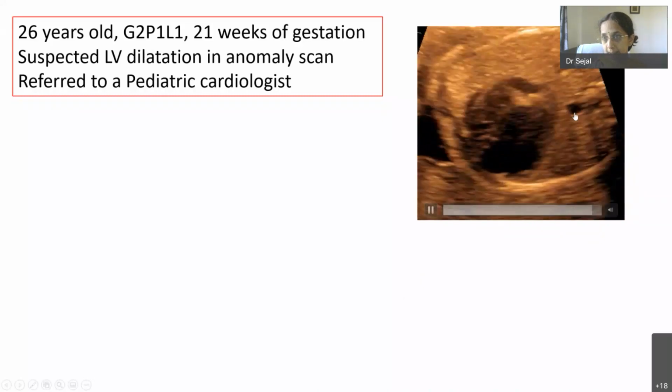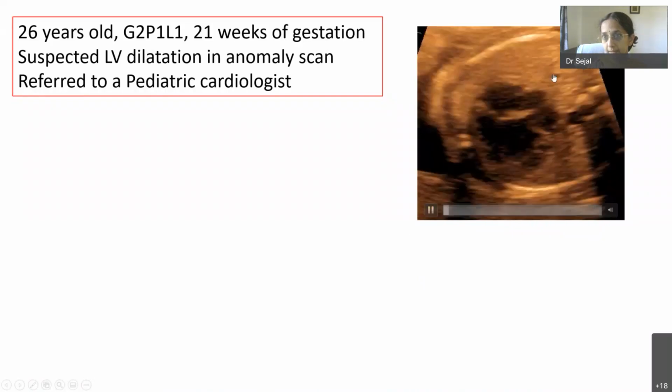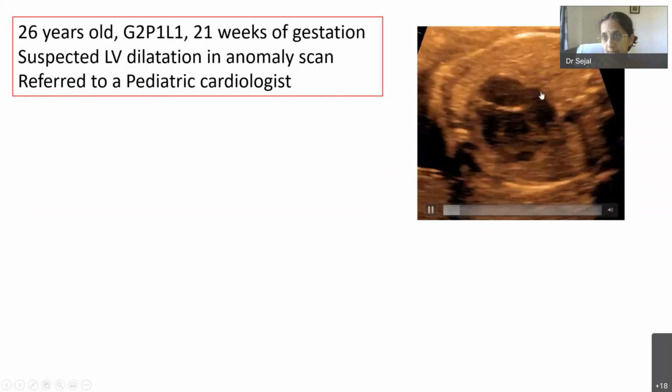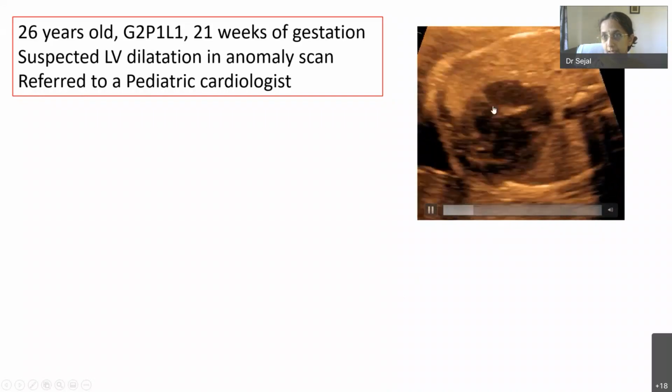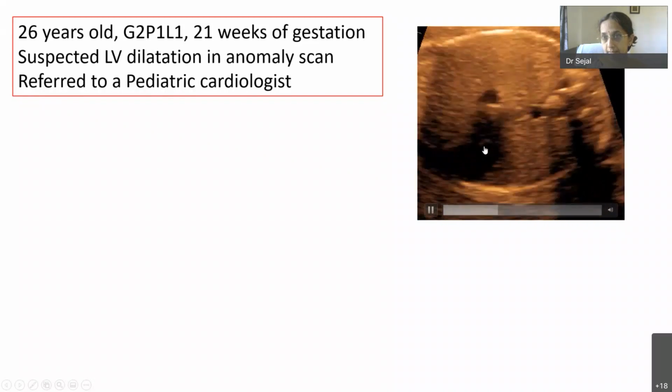aorta, which is pulsatile. This is very much going to be the left side of the baby. And this is the IVC entering the right atrium. These are the pulmonary veins entering the left atrium. This AV valve is much closer to the apex. So I will put this as RV and this is LV.